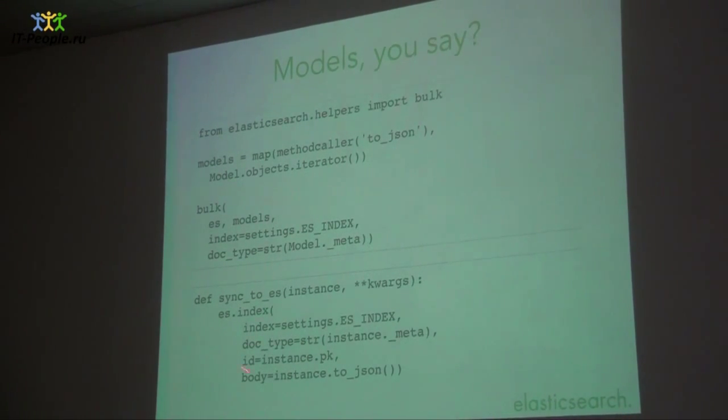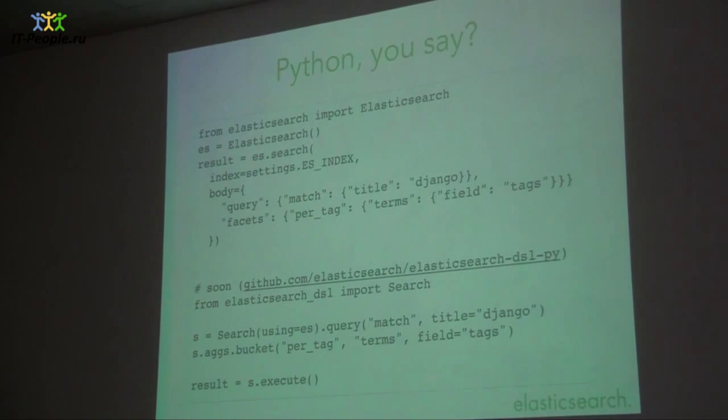Then what you need to do is create a function like this and bind it to the post-save and post-delete signals in Django. And this is literally all the glue code that you need to enable indexing all your Django models. Combined with this, which you would put into your view, this is all you need to implement a search for a Django application.